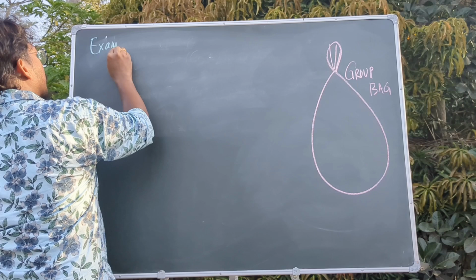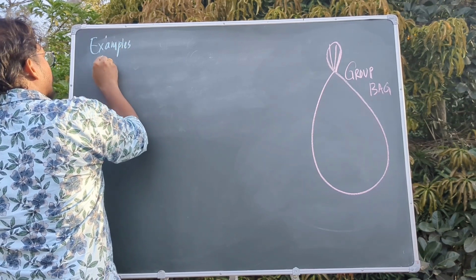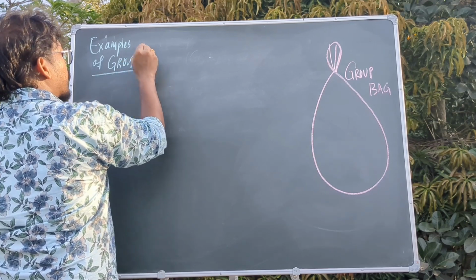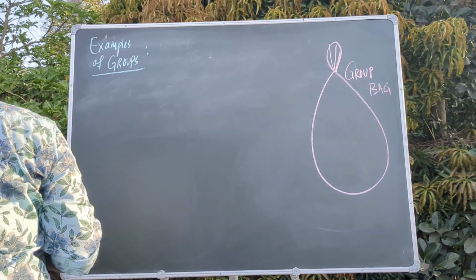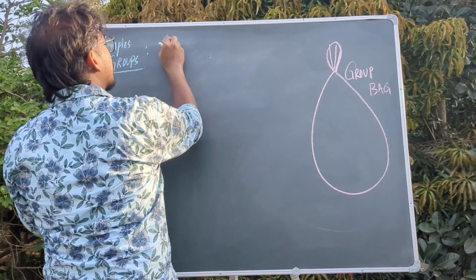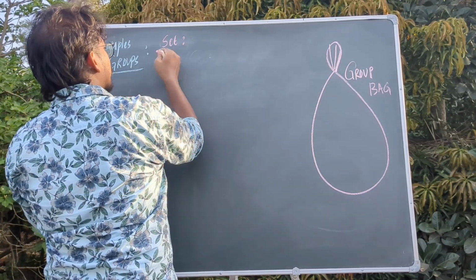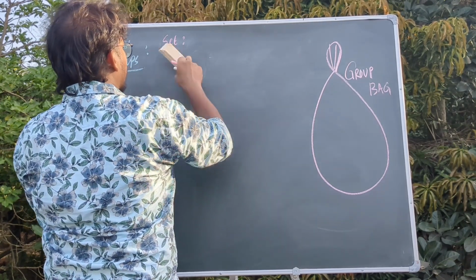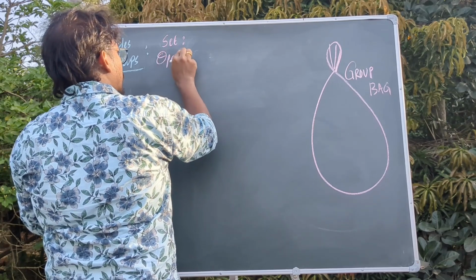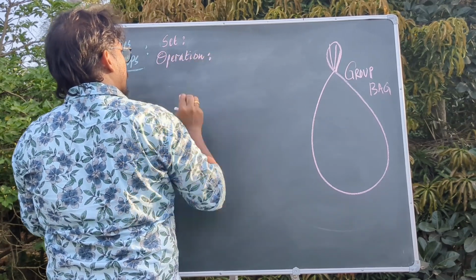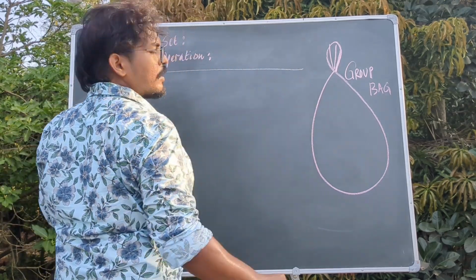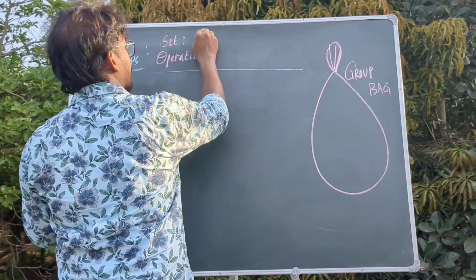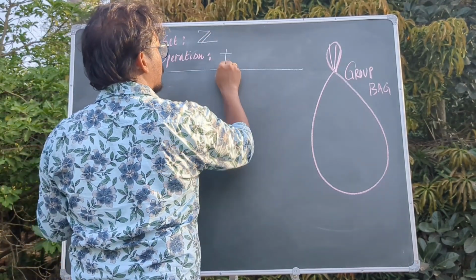Examples of groups. We will have a set and a binary operation, or simply I will write operation. Then we will see if it is satisfying all four axioms of groups or not. First one, I will take the set of integers under addition.